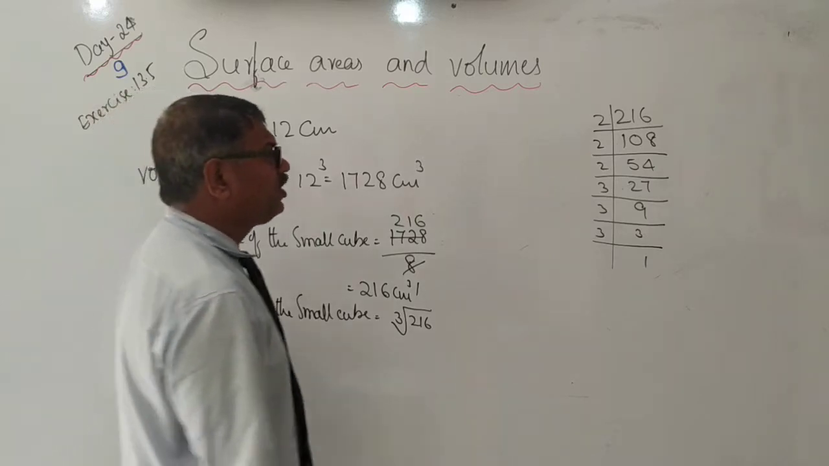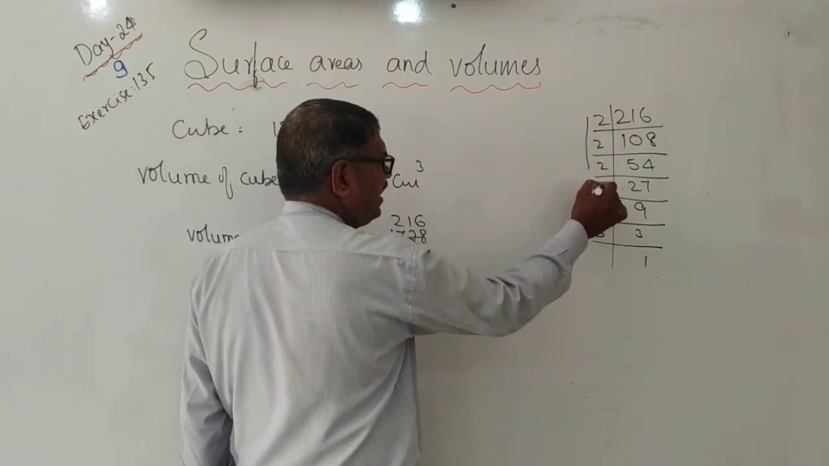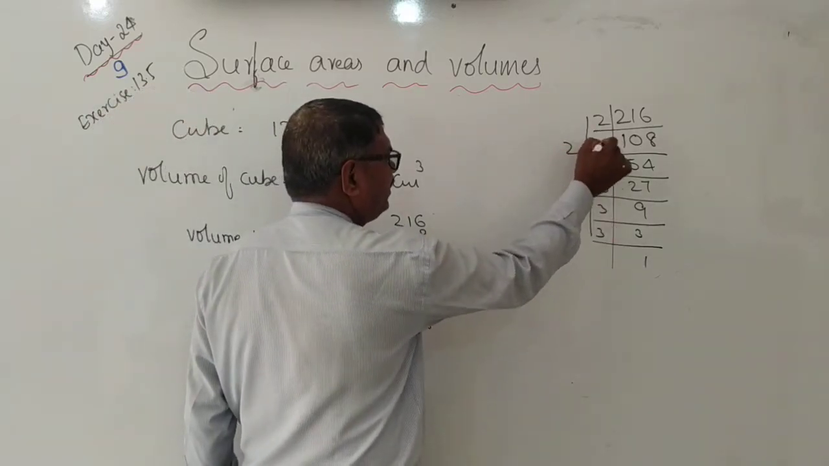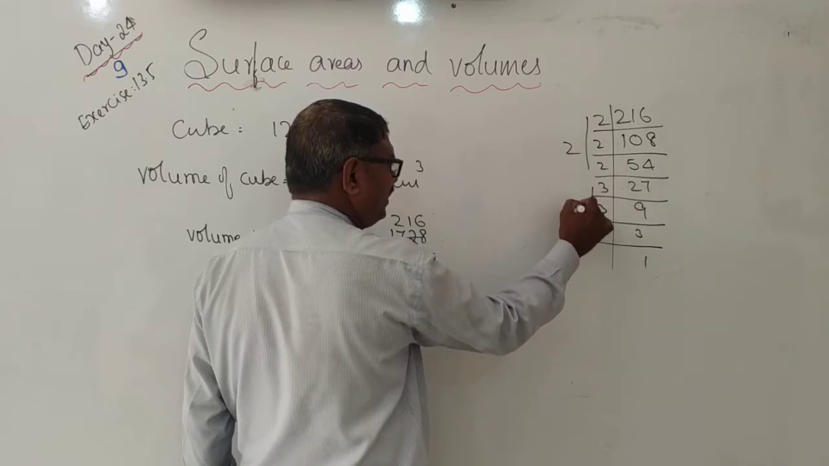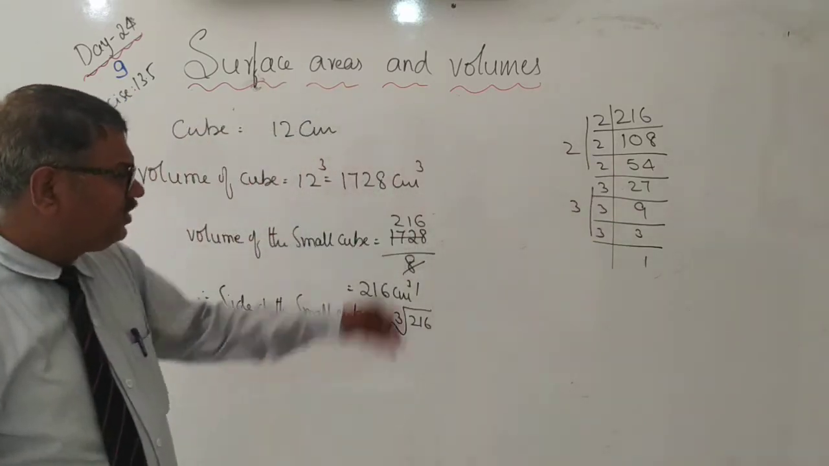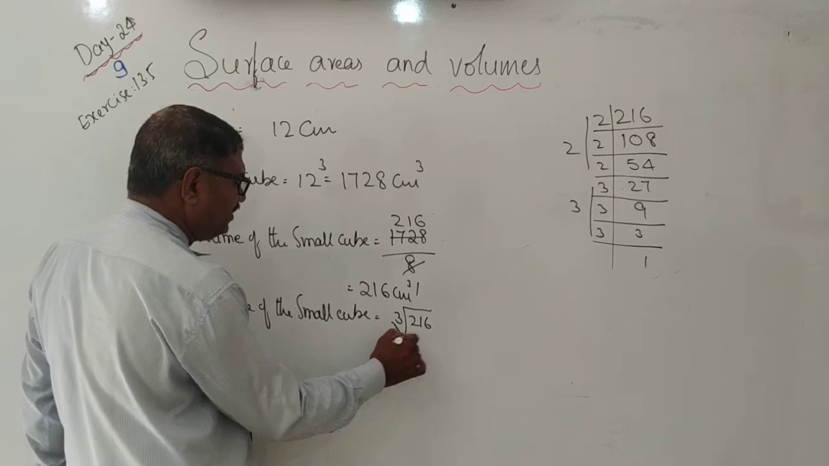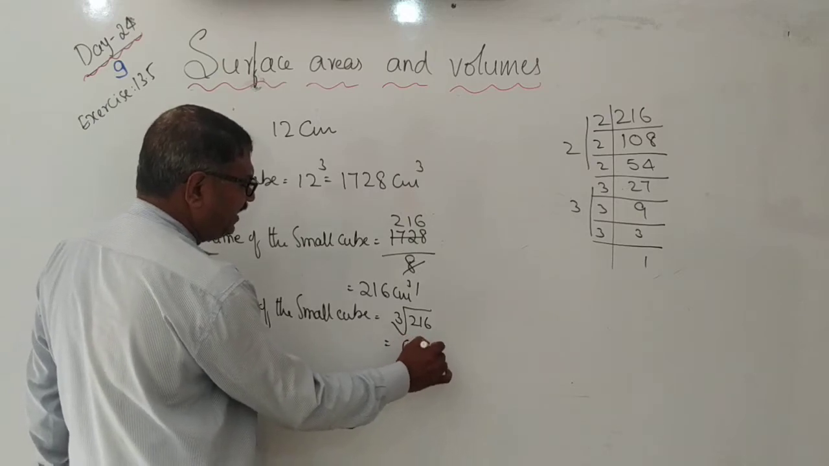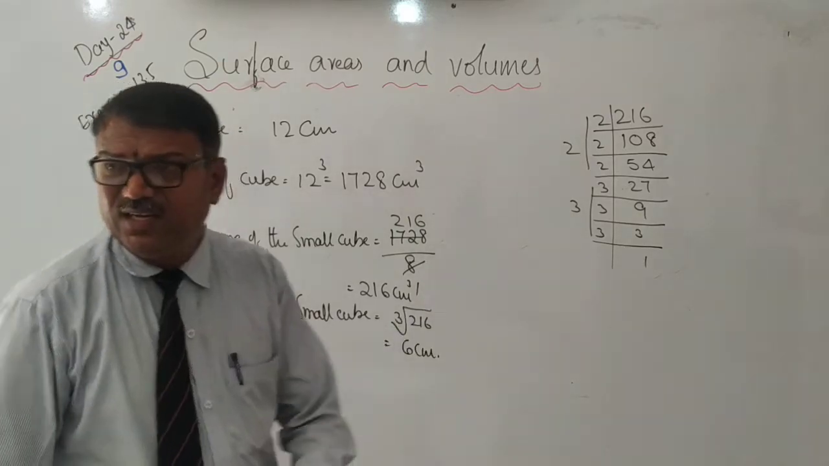Okay? So cube root means out of 3 we have to take 1. Out of 3 2s, 1 2. Out of 3 3s, 1 3. Therefore 2 3s are 6. The cube root of this is nothing but how much? 6 centimeters. Okay? Any doubt?